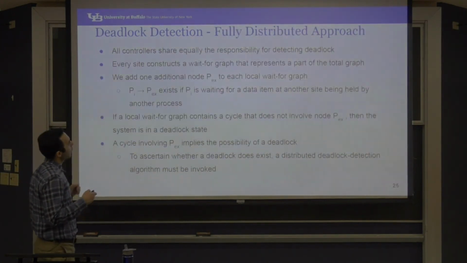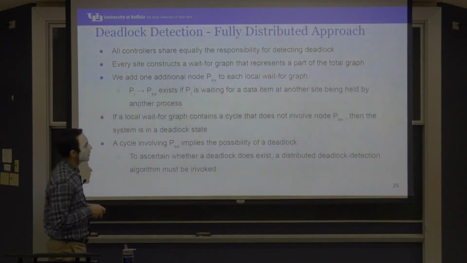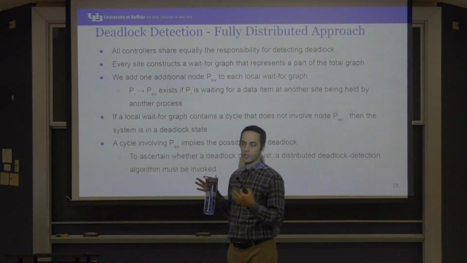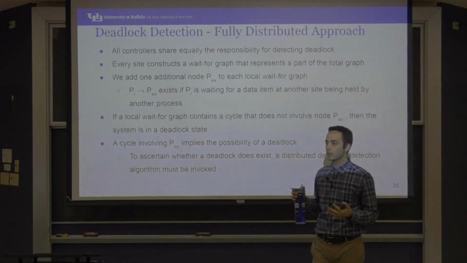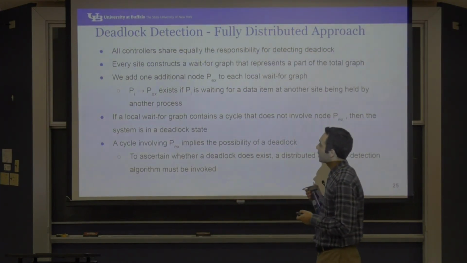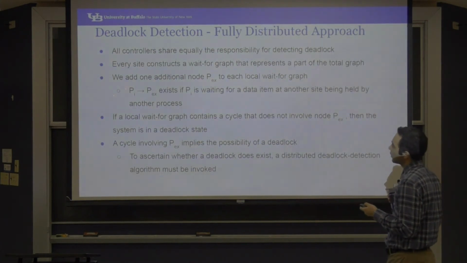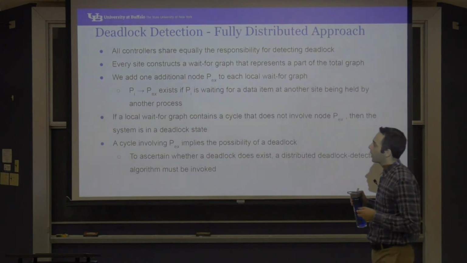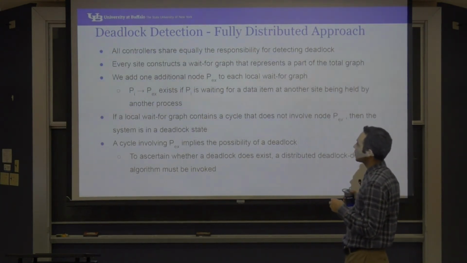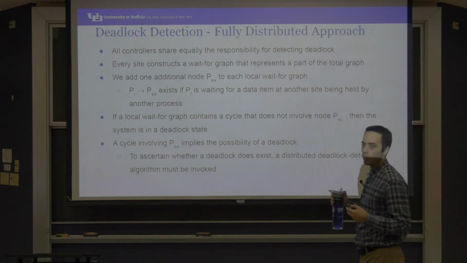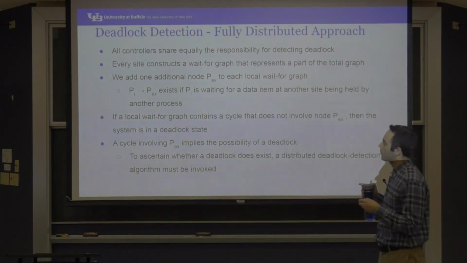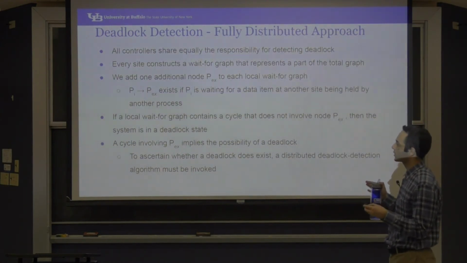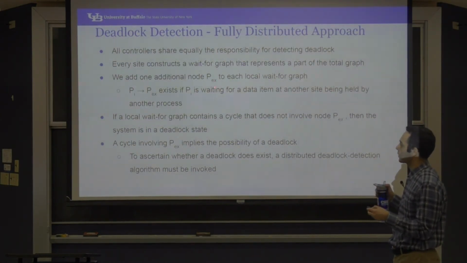So, now let's go to the fully distributed approach. In the fully distributed approach, the sites don't necessarily know all the information about the other parts, and there's also no coordinator. Instead, each of them shares the responsibility of detecting a deadlock, and each of them, besides their own local wait-for graph, also augments their graph with a virtual node. It's not actually present, it's not a process, but it's a virtual node, PX, right?